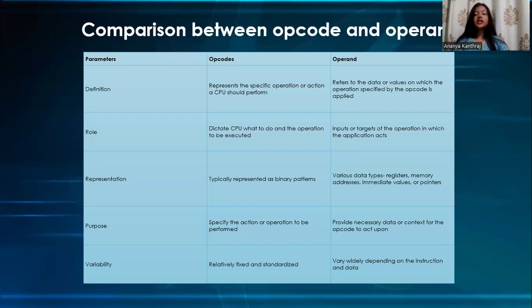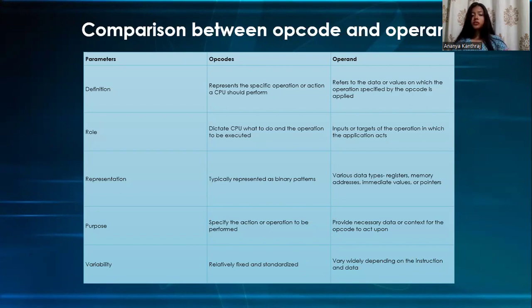The comparison between the opcode and the operand can be seen here. The parameters, the first one is based on the definition. Opcode represents a specific operation or an action a CPU should perform. Operand refers to the data or the values on which the operation specified by the opcode is applied. Second comes the role. The opcode dictates to the CPU what to do and the operation to be executed, whereas the operands are the inputs or the targets of the operation on which the operation acts.